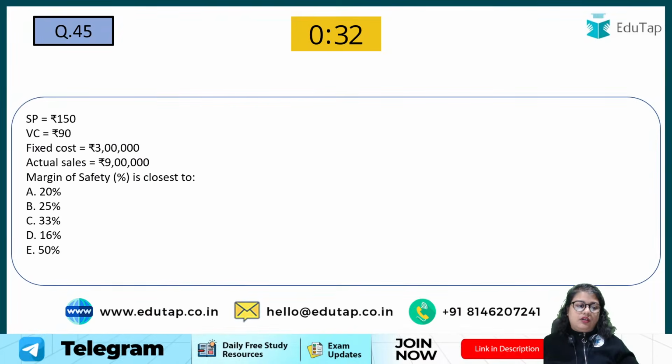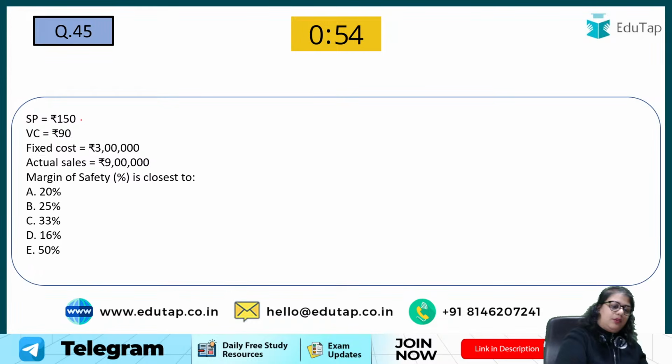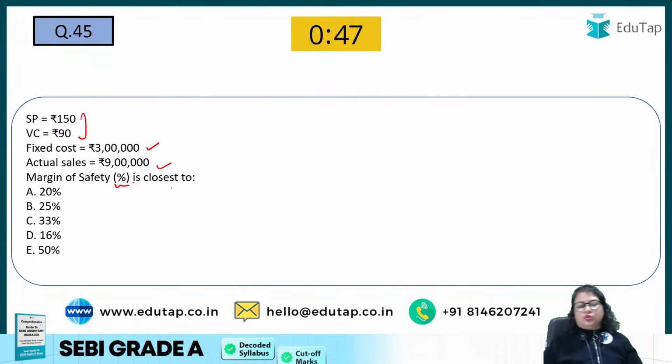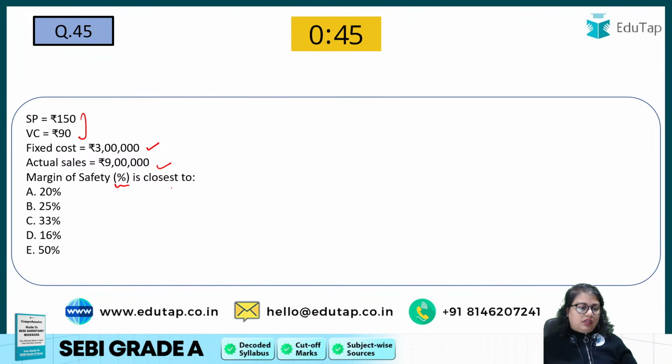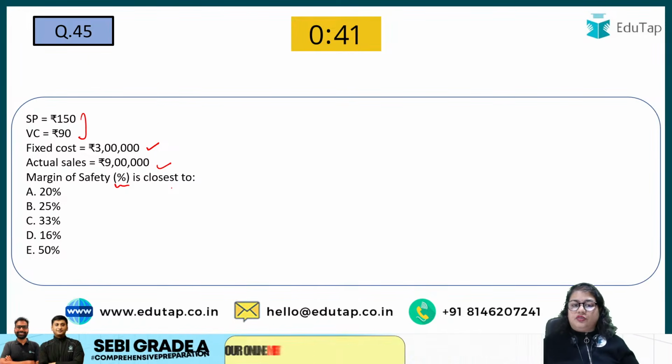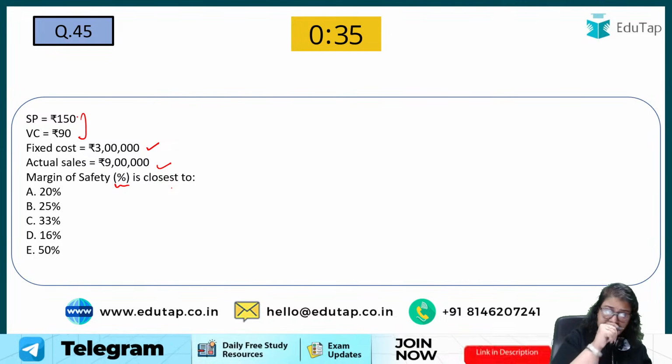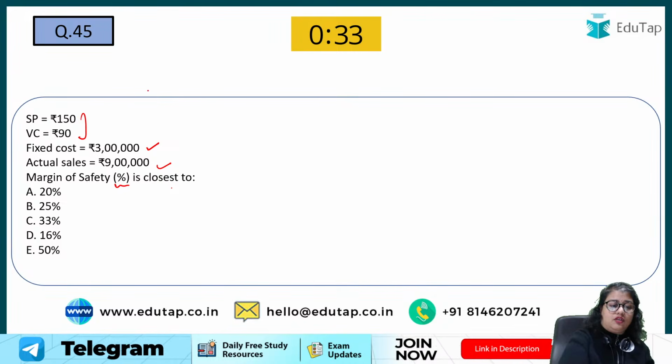Okay? Good. Next, question number 45, again a formula based question. Selling price is given to you, variable cost is given to you, fixed cost, actual sales is given to you, margin of safety percentage is closest to. So let us see how you calculate the margin of safety. For this margin of safety, you need the break-even sales. First of all, you need to have the break-even sales. So what is the break-even sales? Can you calculate? You have the selling price and variable cost. So can you calculate the PV ratio first?